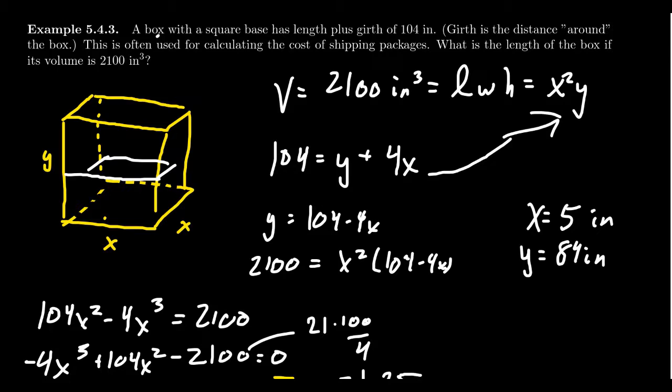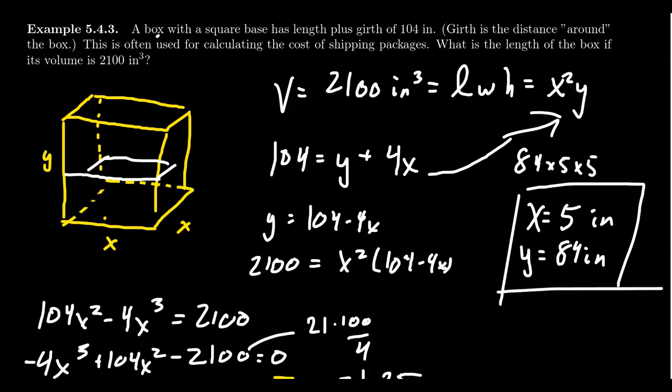So we're looking at 84 by 5 by 5, which does give us a volume of 2100. 84 times 25 is 2100, so that seems feasible. And with the girth, we found out that works out. So 5 inches. These dimensions do seem very feasible. The length being 84 inches seems quite fine.